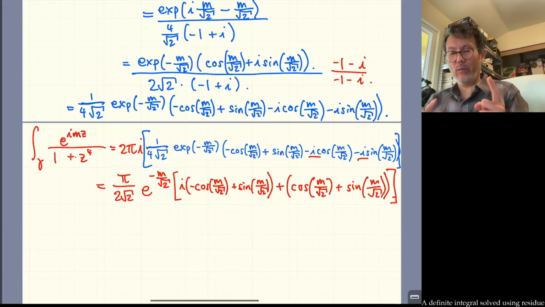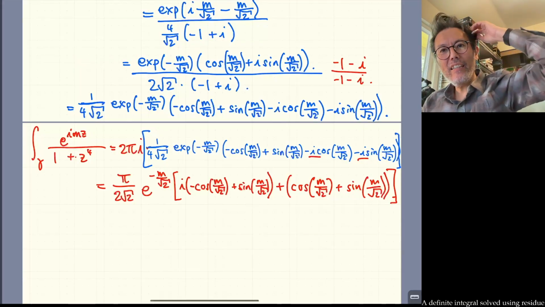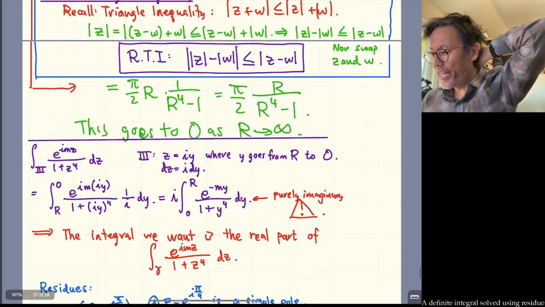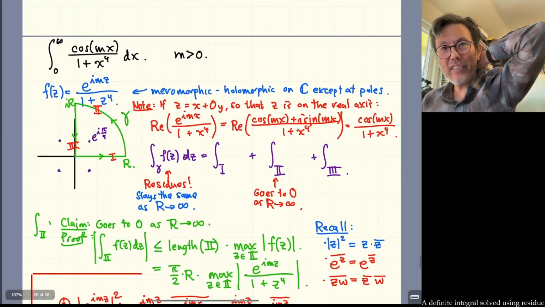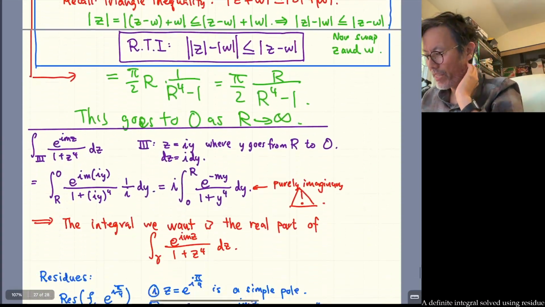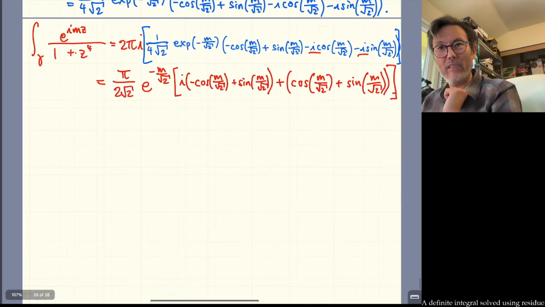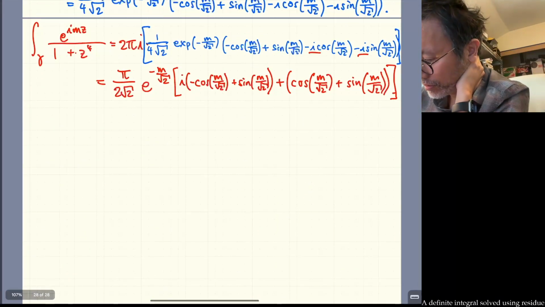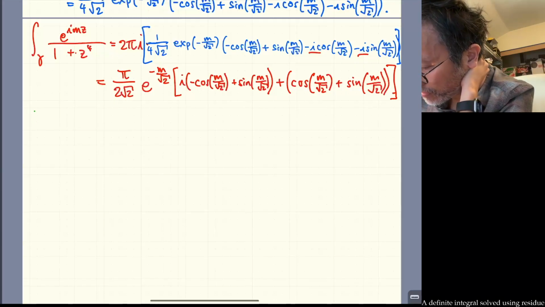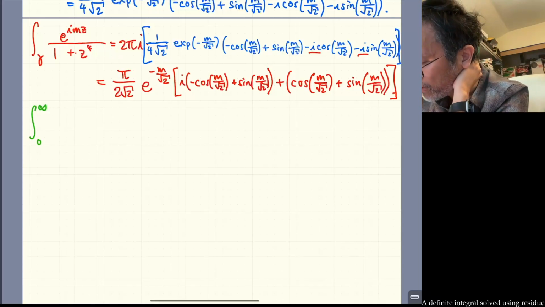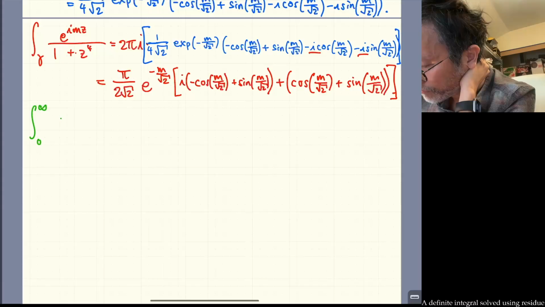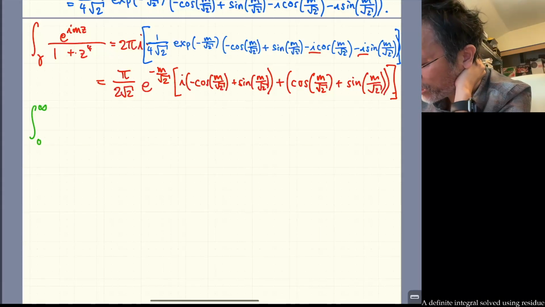And what we know is that the integral that we wanted way at the beginning, where is it? This integral right here is the real part of this integral. So I swear we're almost done. The integral from 0 to infinity. Oh, and I need to take a limit as r goes to infinity. But oh no, I don't need to do that explicitly.